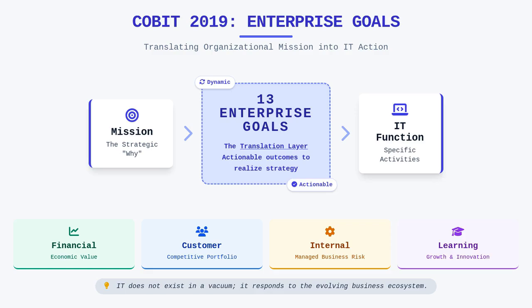In the COBIT 2019 framework, the 13 enterprise goals act as a structured translation layer between the mission of an organization and the specific activities of its IT function. These goals are not merely abstract ambitions, they are distinct, actionable outcomes that an enterprise must achieve to realize its business strategy. By breaking these down into the standard balanced scorecard perspectives, financial, customer, internal, and learning, the framework ensures a holistic view of the enterprise.